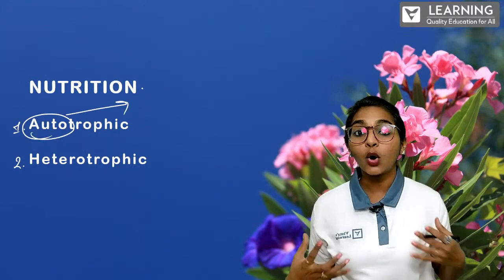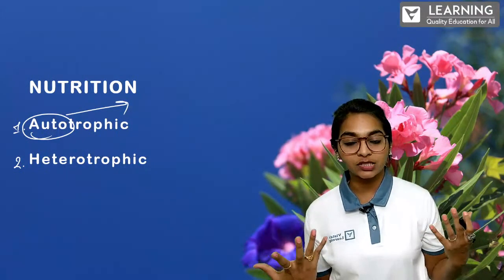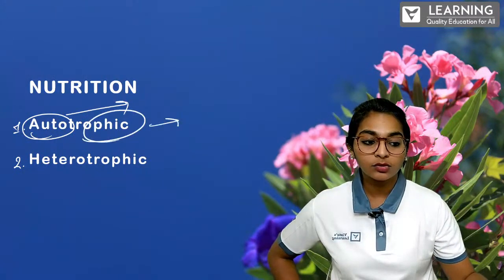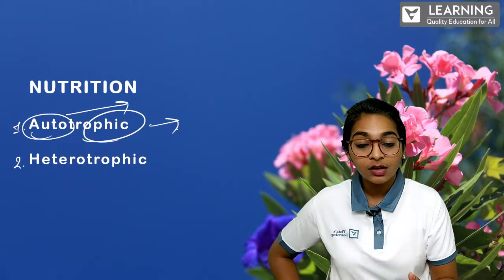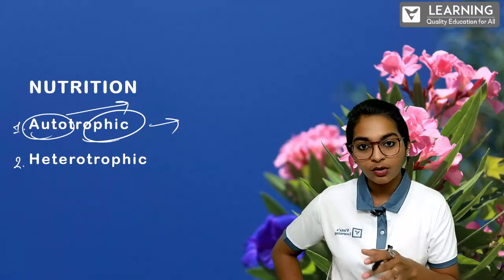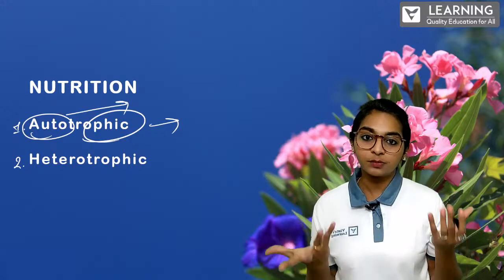Autotrophic means what? Automatically it happens. Autopilot, we say. Auto-generation, we say. Something which is happening just like that. And what is trophic? Trophic is, we can say, synthesize or nourishing, or producing. Here we are talking about nourishment, the way the food is produced.